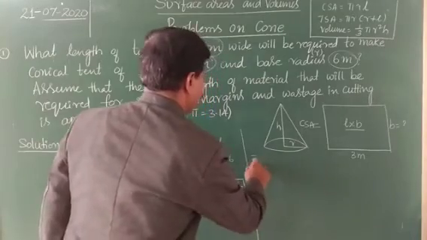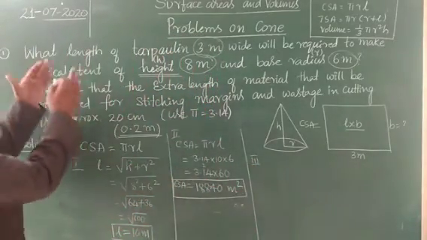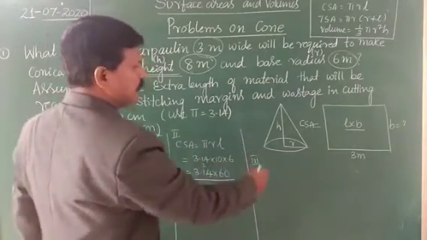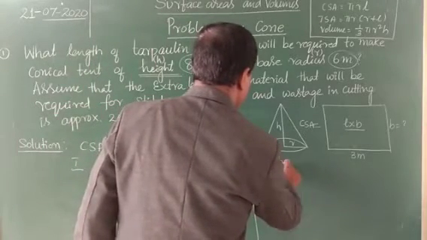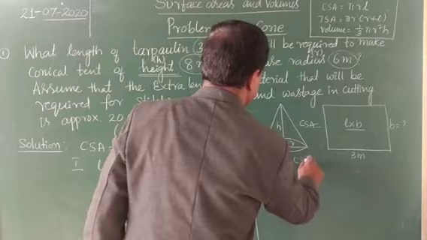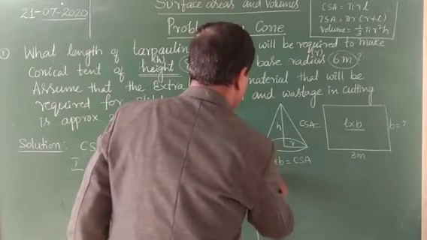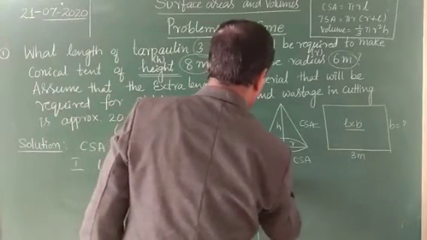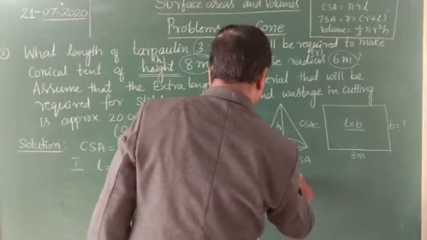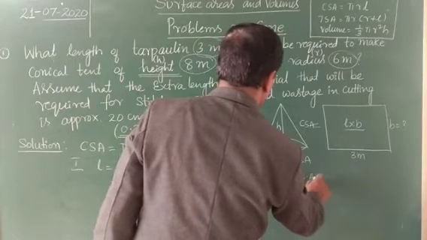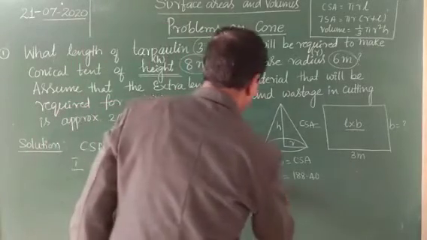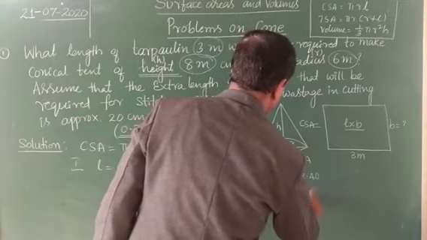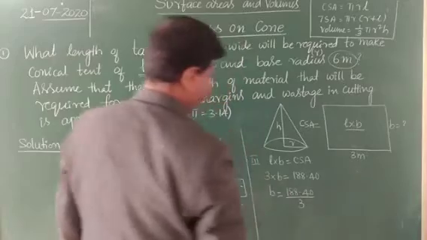Now, use this. Then third one. So, just follow this. What they given, what to find out first, then next, and then the third one. Here, length into breadth is equal to CSA. Length is 3 meter, and breadth we don't know. CSA is 188.40. Now breadth B is equal to 188.40 whole divided by 3.